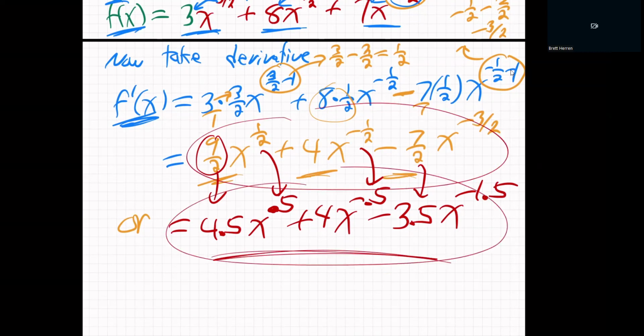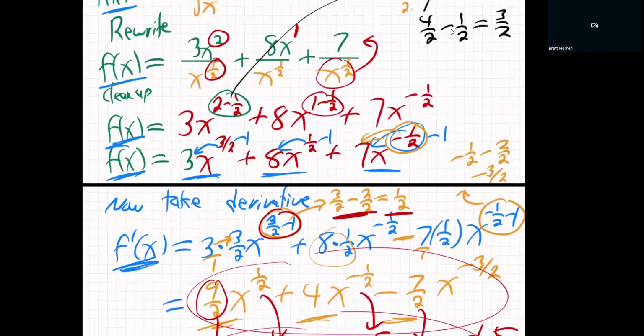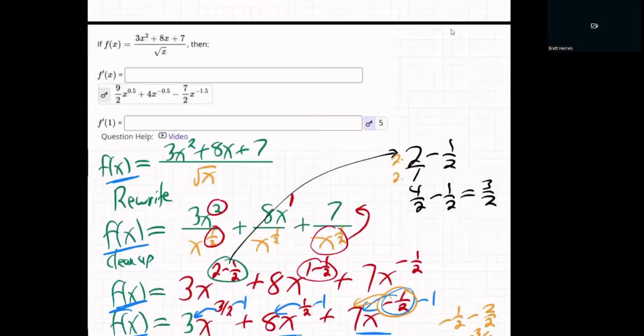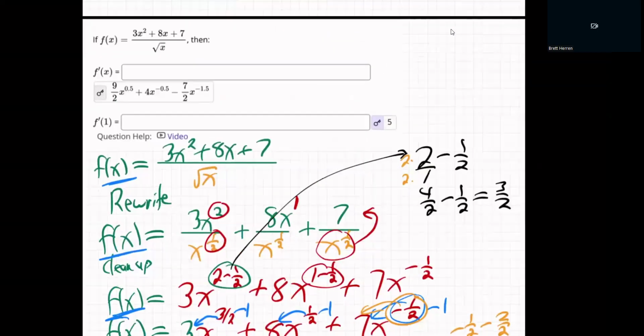It's all good. Just don't mess up like I did. 3 halves minus 2 halves is 1 half, not negative, or whatever crazy thing I said before. And so there we go. So what did I do? I did a bunch of cleanup. You see that? Because why? Why didn't I want to do the quotient rule?